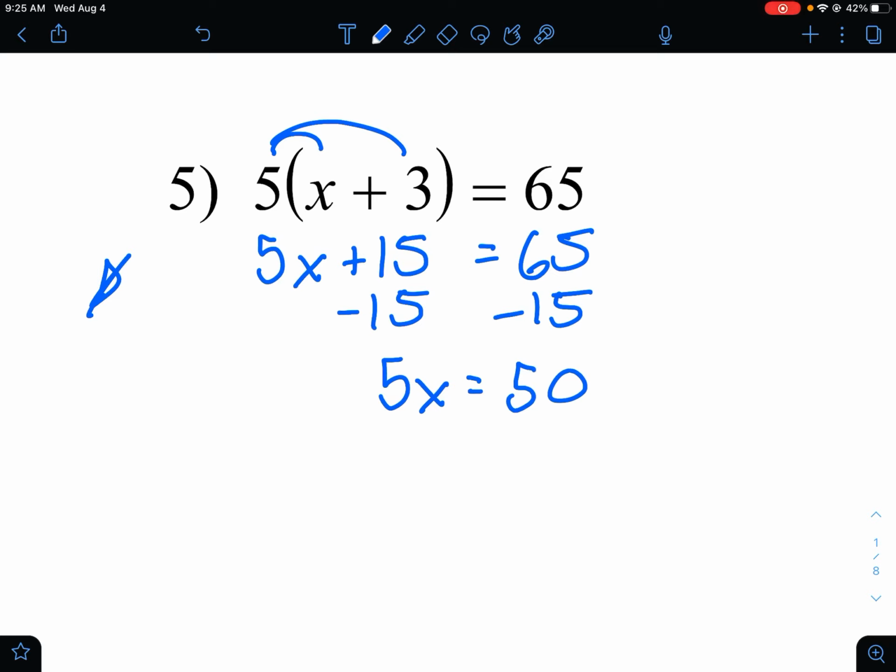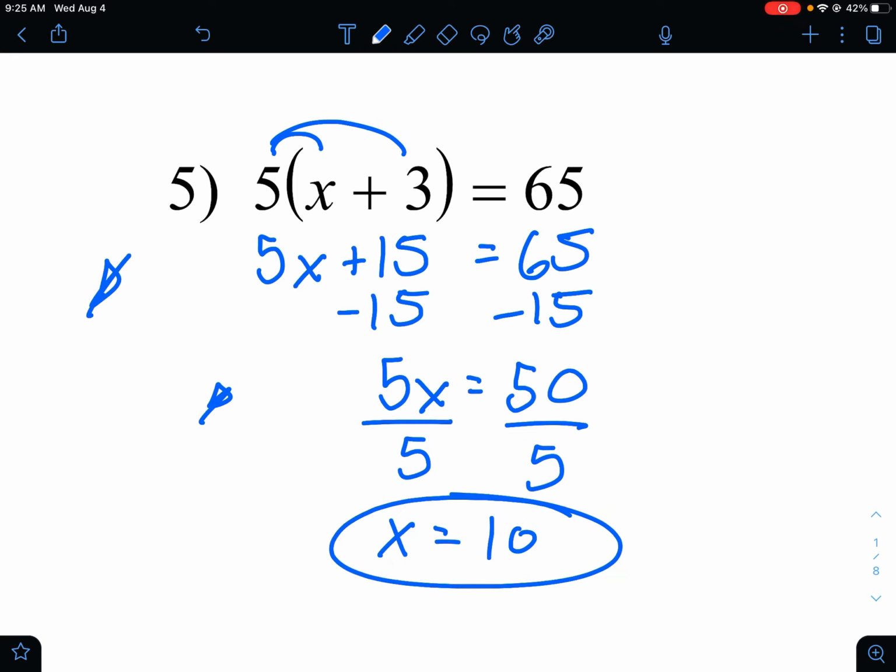All right. And then we're going to go ahead and do the next step. So what is my next step going to be here? I am going to divide both sides by 5. So I get x equals 10. All right. So this is how you would solve something like this.